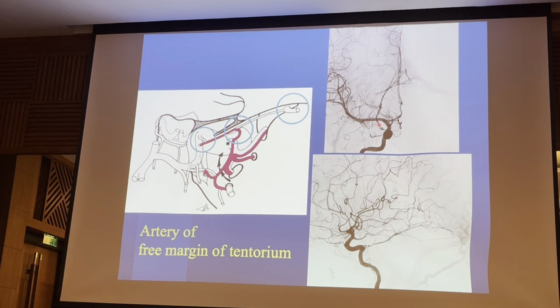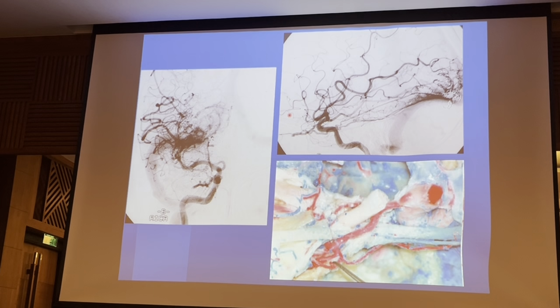Okay, one last thing is the free margin of the tentorium. This is the area of Bonnisconi Casanari. It's the medial tentorial artery, or free margin of tentorium artery. It can come from the C5 segment of the internal carotid artery, or it can come from the inferolateral trunk, or it can come from the ophthalmic artery as well. This is the ophthalmic artery giving off the branch.